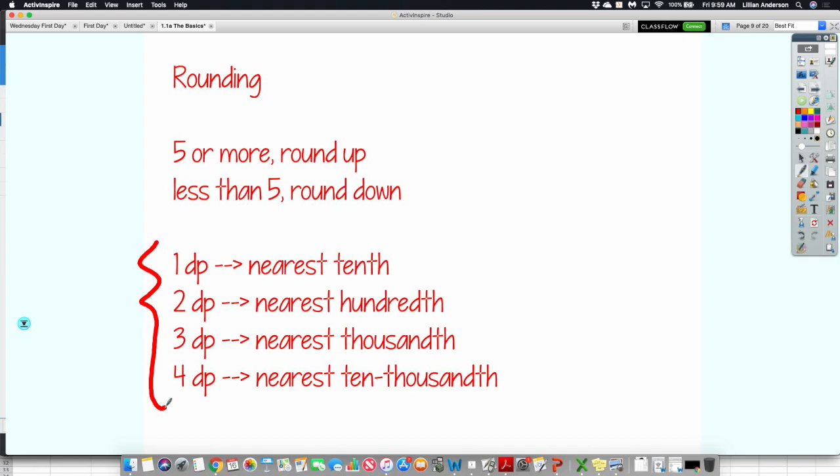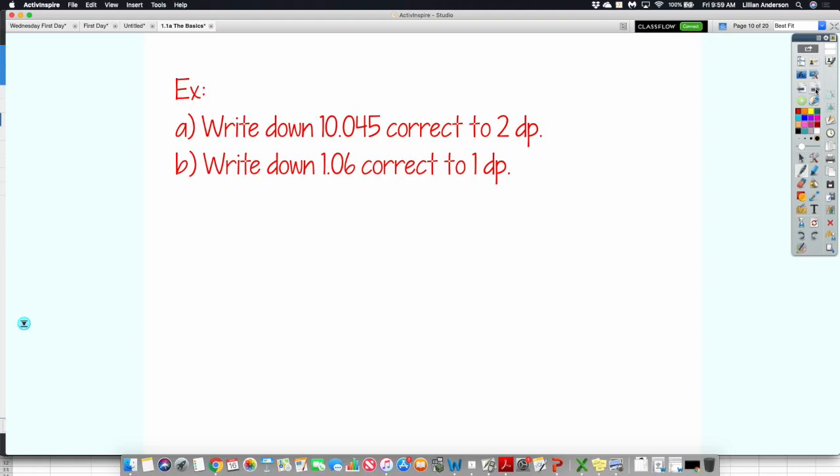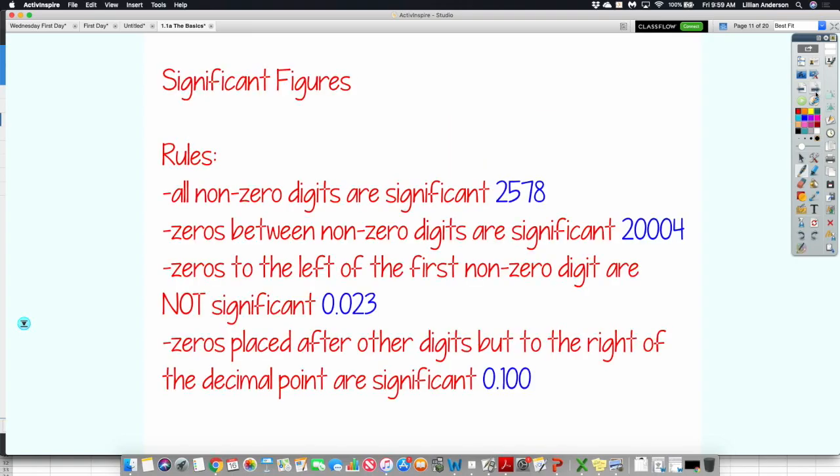But the true rounding test, we're not even going to do that. I'm not even going to waste time on it. All right? It's significant figures. Okay?